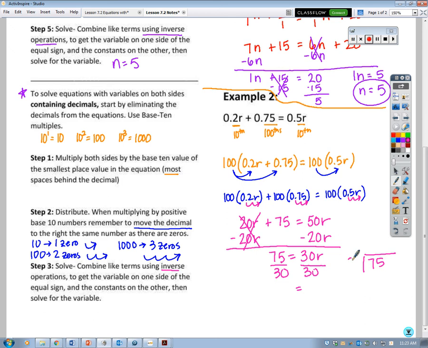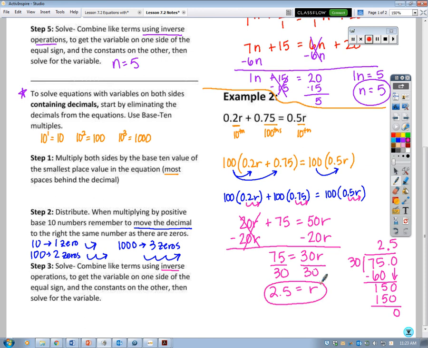Top goes in the box. This goes in 2 times, that's 60. Subtract. 15, decimal, add a 0, bring it down. 30 goes into 150 5 times. 5 times 30 is 150, and I have 0. So I've got 2.5, right? So 2.5 equals r, and that would be my solution.